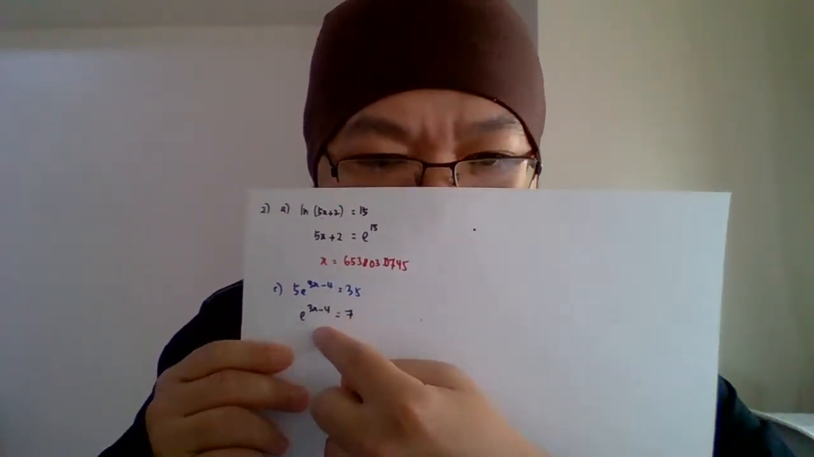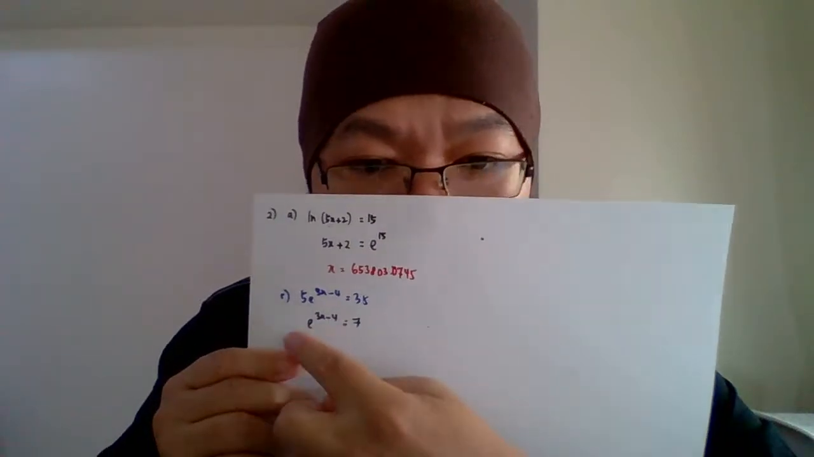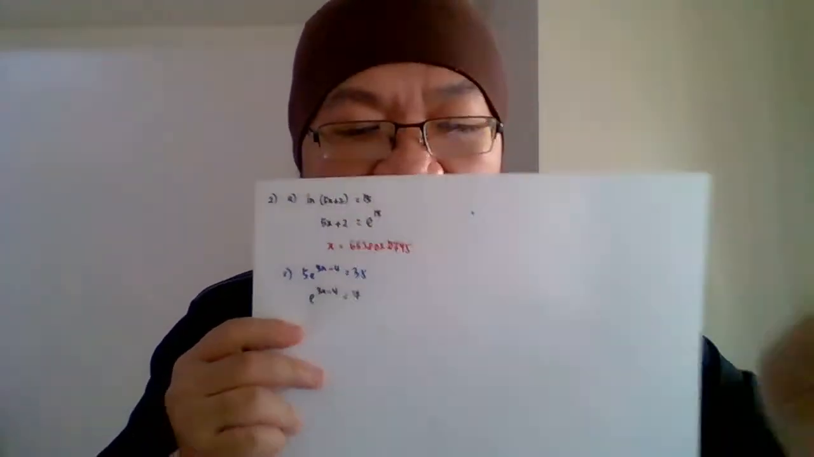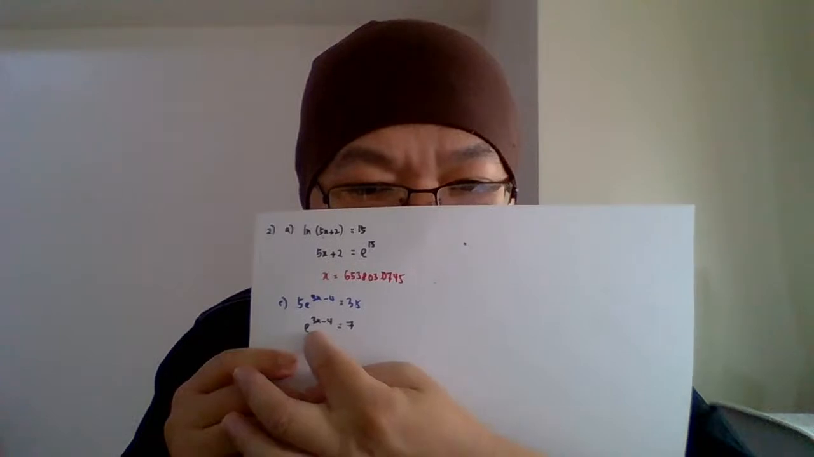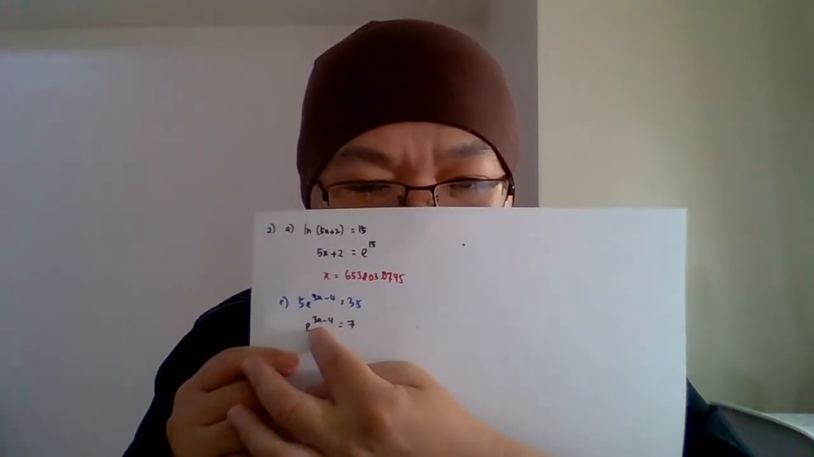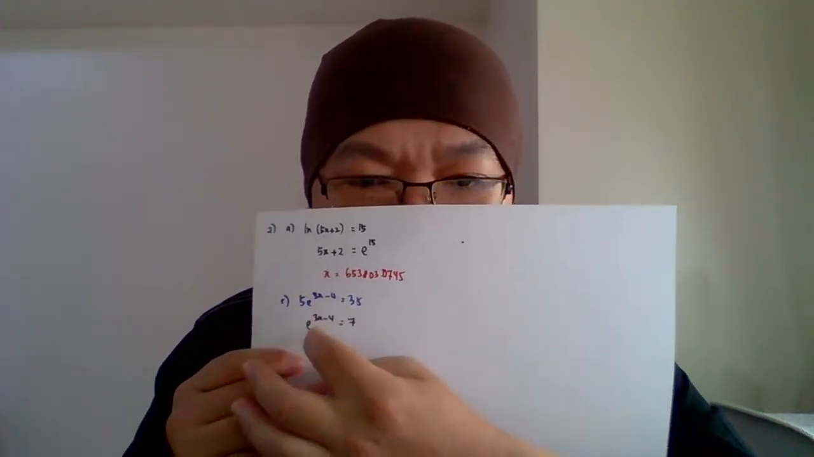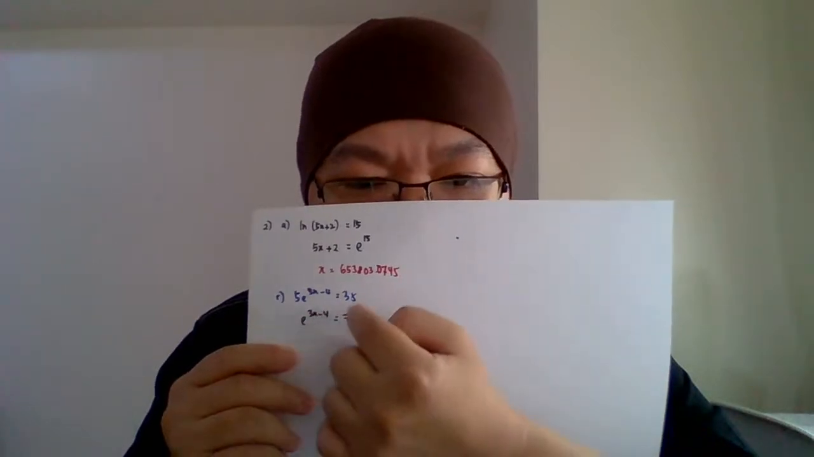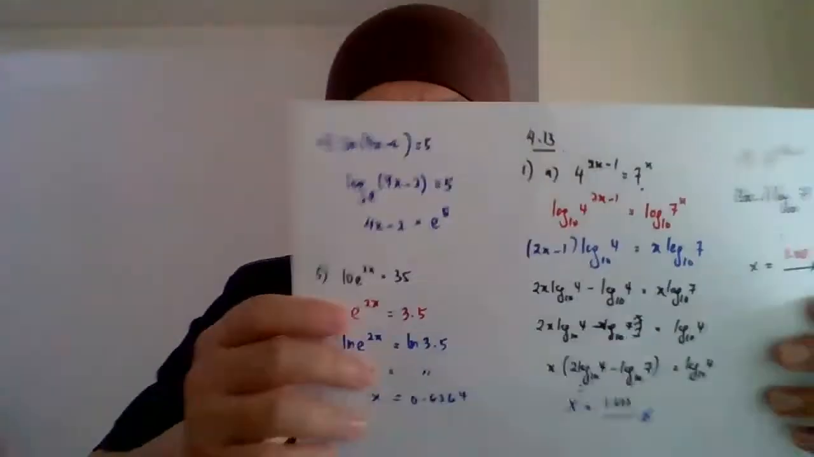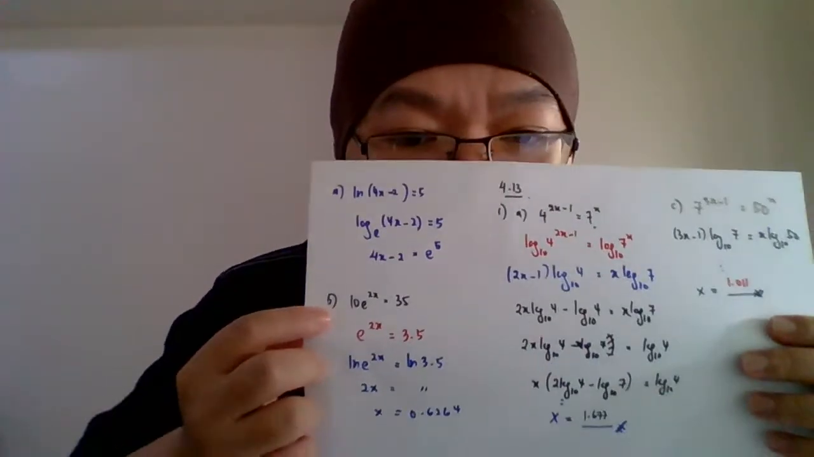Now, I want to solve the problem. I want to find x. I need to put ln on both sides. Why do I put ln? Because we are talking about e. So, ln e power something equals ln 7. This question is actually similar to the example we did earlier.